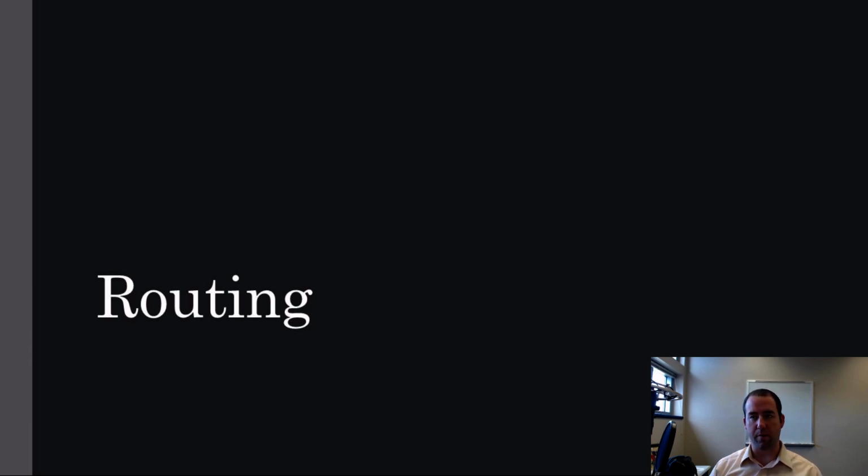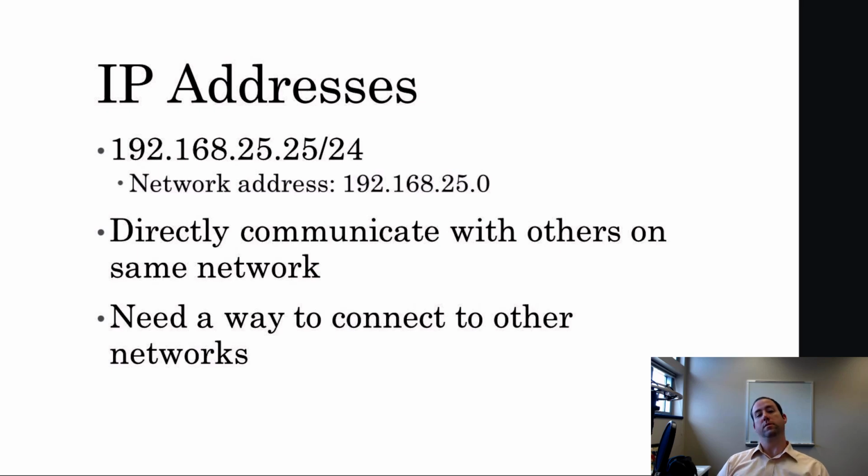All right, let's talk a bit about routing. So let's start with a brief review of IP addresses. I've got an IP address here, 192.168.25.25/24. What that means is that the network address for that is 192.168.25.0. And the network address is important. It's especially important for routing because that's how devices know if they can talk to each other.